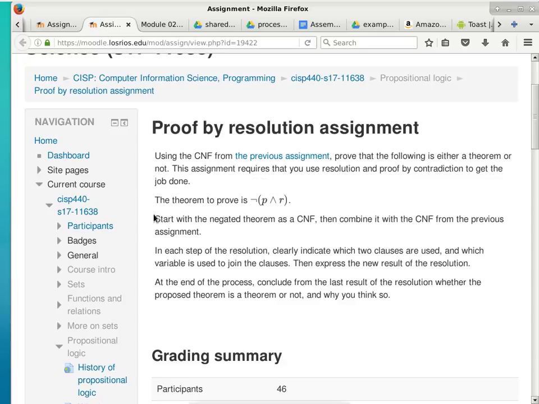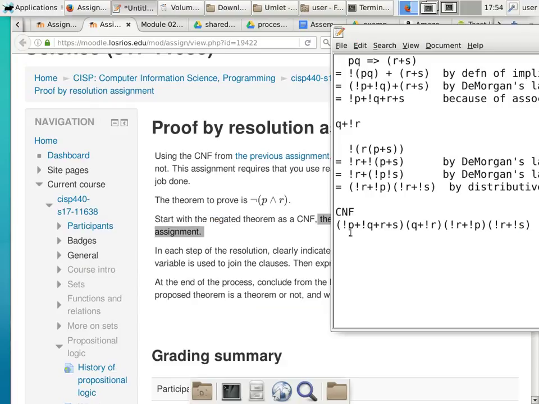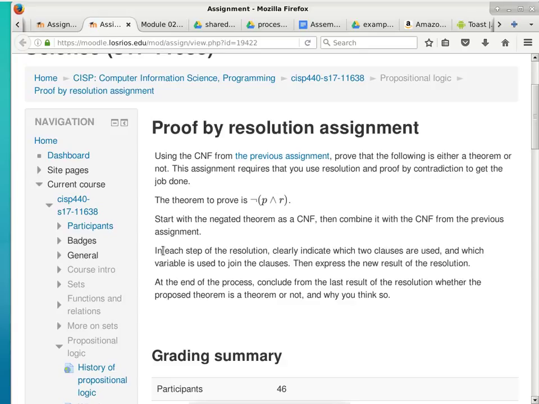So what you need to do, this is a reminder, start with the negated theorem or the negated proposed theorem, because it may or may not be an actual theorem, as a CNF, and then you combine the negated theorem with the rest of the CNF, which is my answer over here. And in each step of the resolution, I want you to clearly indicate which 2 clauses you're using to perform the resolution, and which variable is used to join the clauses. Okay, because in some cases there may be multiple variables in both clauses that can be used for resolution. So you need to point out which one you are using for resolution.